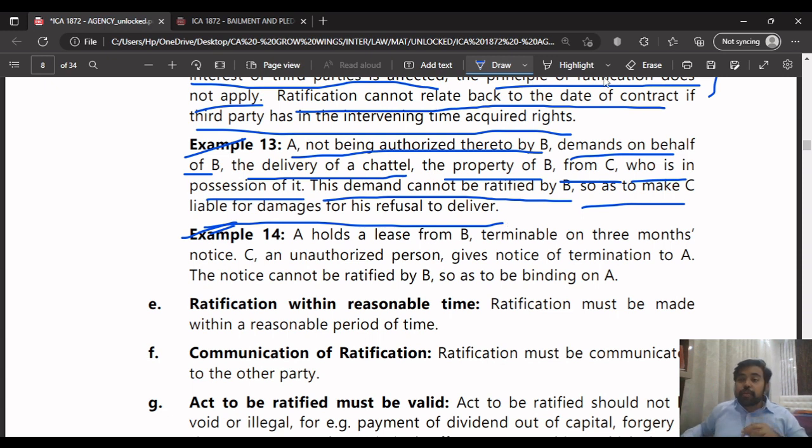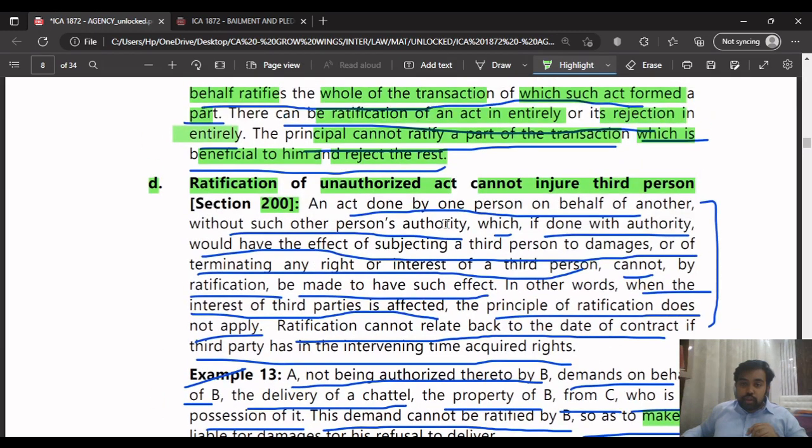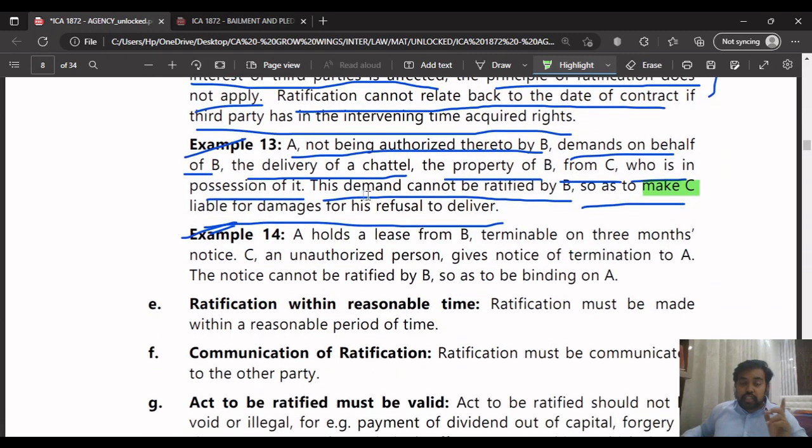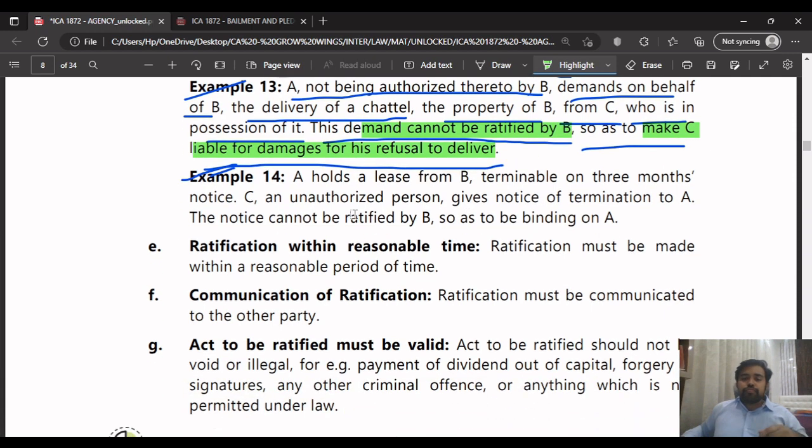The demand cannot be ratified now because here the third person is getting damaged. That's what they tell here. He cannot injure a third person by an unauthorized act. Ratification cannot injure a third person. Here the demand cannot be ratified by the principal so as to make the third person liable for damages for his refusal to deliver. Okay, understood. Whatever act the principal is ratifying of his agent should not damage or injure the third person, the stranger who is in this contract.